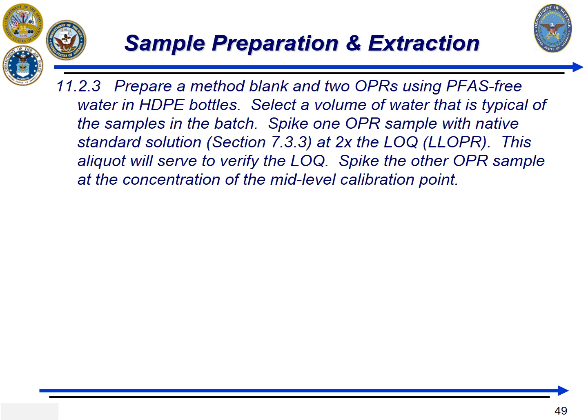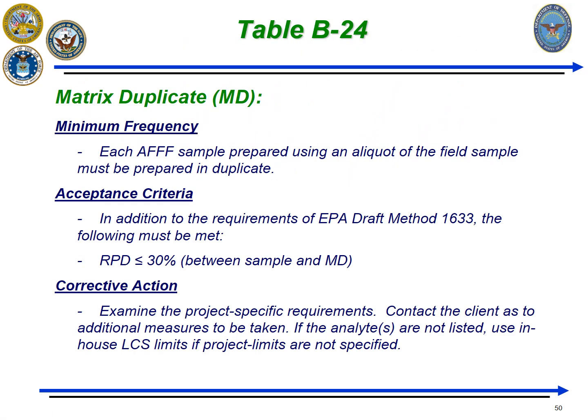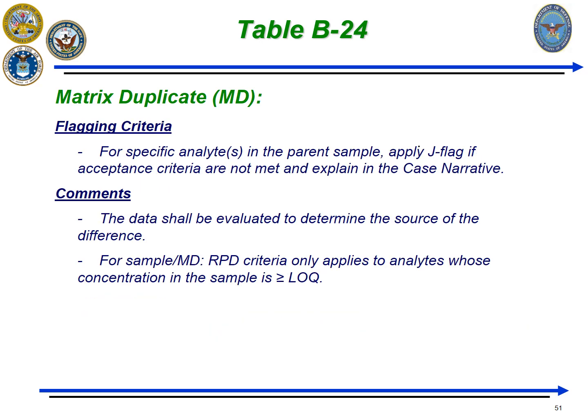This will verify your limit of quantitation. The other OPR is spiked at a concentration at the mid-level of the calibration. If this criteria is not met, then you should contact the client to find out any additional measures that they're going to require you to take. Those analytes in the sample that fail to meet this criteria should be flagged in the parent sample with a J flag indicating that there is an estimate and the criteria is not met, and this failure needs to be explained in the case narrative.